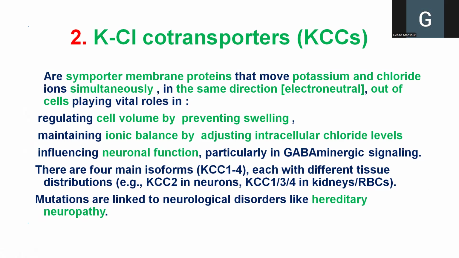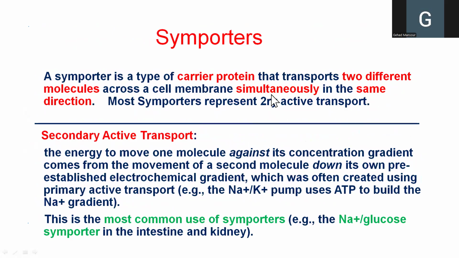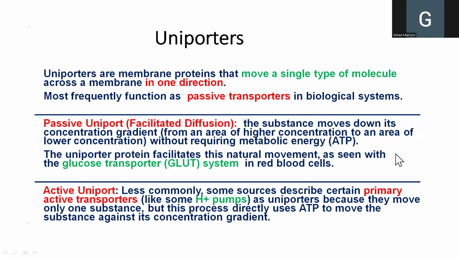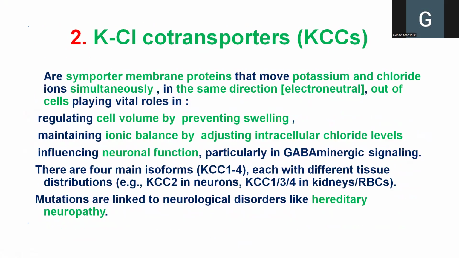So they are co-transporters because they transport the two ions at the same time. But are they symporters or antiporters? They are symporters because they transport the two in the same direction, like we see here in the symporter. So they are electrically neutral because they do not generate an electric gradient. So the potassium chloride co-transporters are symporters.